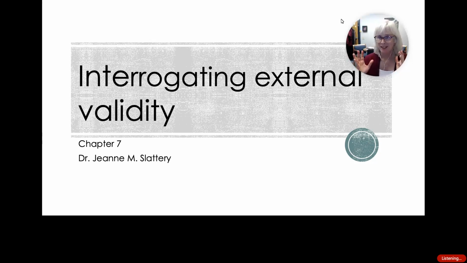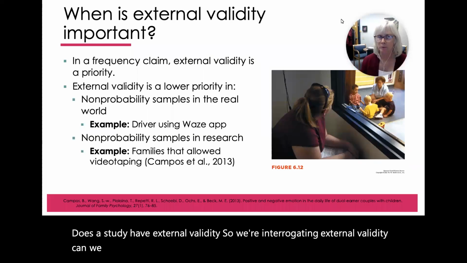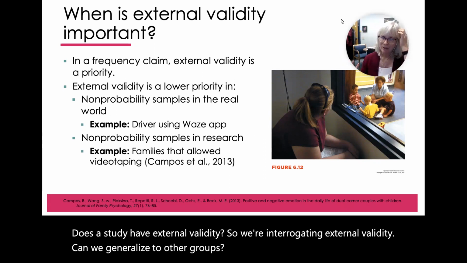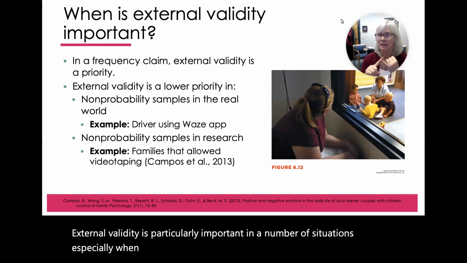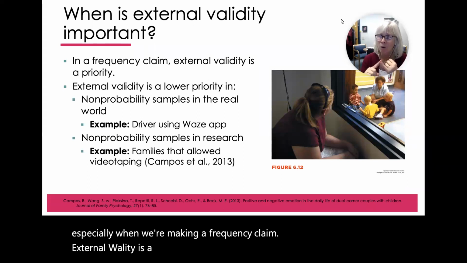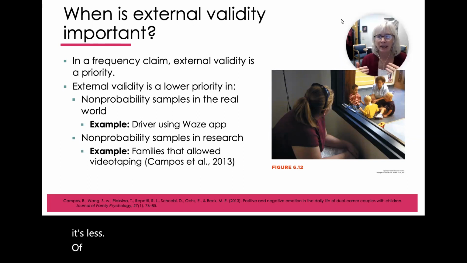Now, we should be asking, does a study have external validity? So we're interrogating external validity. Can we generalize to other groups? External validity is particularly important in a number of situations, especially when we're making a frequency claim. External validity is a priority. We want to know, to whom can we generalize? It's less of a priority in non-probability samples in the real world.